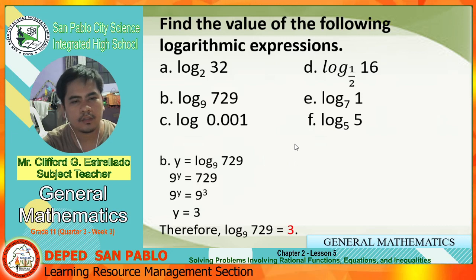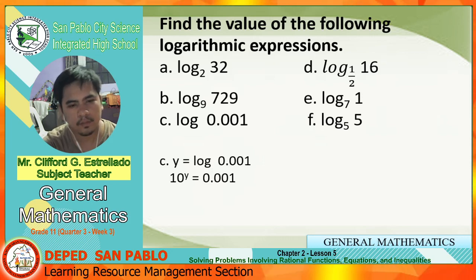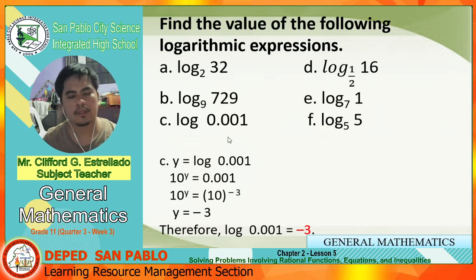Next, letter C, logarithm of 0.001. Okay, so we have y is equal to logarithm of 0.001. Okay, so the base is 10. So we have 10 raised to y is equal to 0.001. Okay, then let us rewrite 0.001 as an expression having 10 as the base. So 10^y is equal to 10 raised to negative 3. Then we can say that y is equal to negative 3. Okay, so therefore logarithm of 0.001 is equal to negative 3.